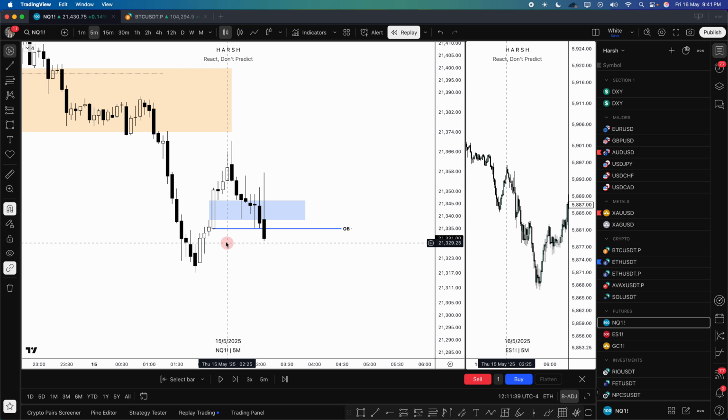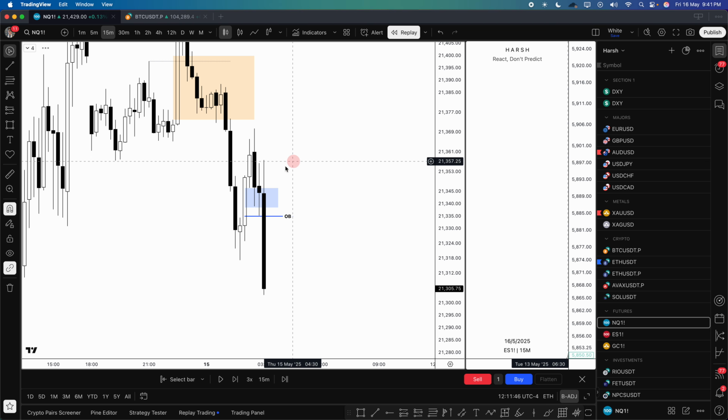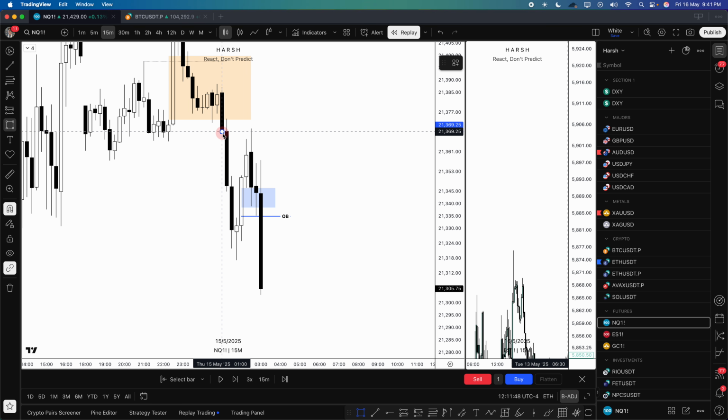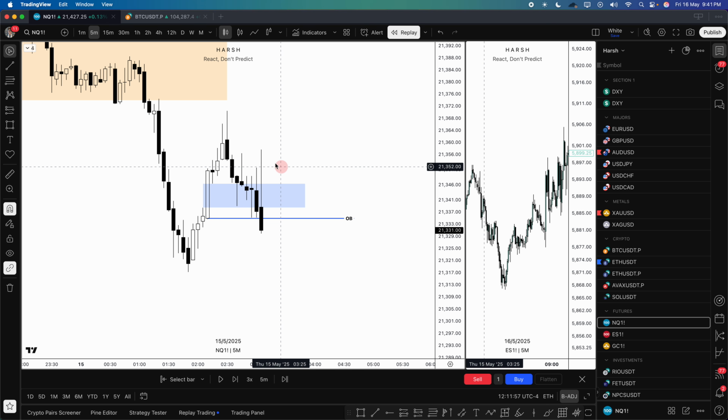So now we have this change in state of delivery where we disrespected the bullish PD array again, and we respected this M15 fair value gap which you can see over here, right? And we also disrespected this M15 fair value gap, right? So now on the M5 you can simply see that okay, we have the change in state of delivery.